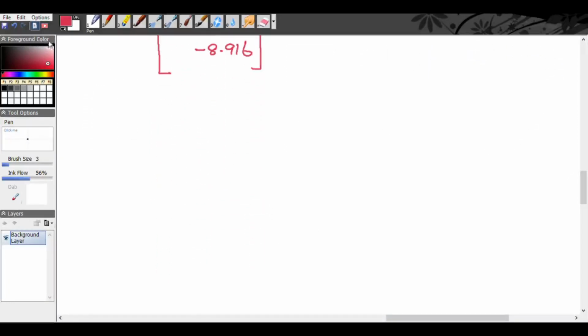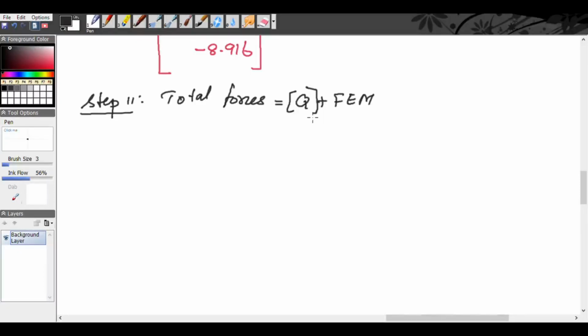Now we will write the total forces. Last step, step 11. So step 11 is our total forces. Total forces is equal to capital Q plus fixed end moment, that is element forces plus fixed end moments. Now for this problem we don't have fixed end moments because there are no loads acting on the span. The load is acting only at the joint. So our fixed end moment is 0. So for this case our total force is equal to system forces capital Q.